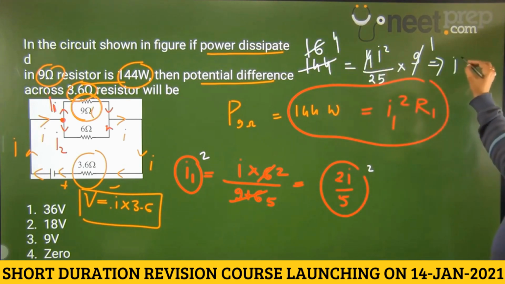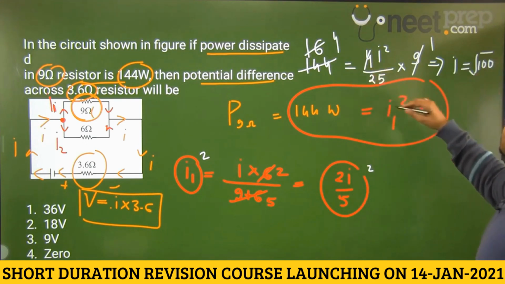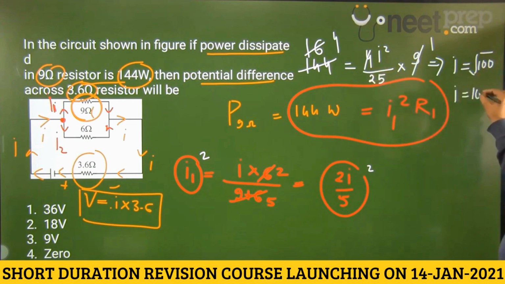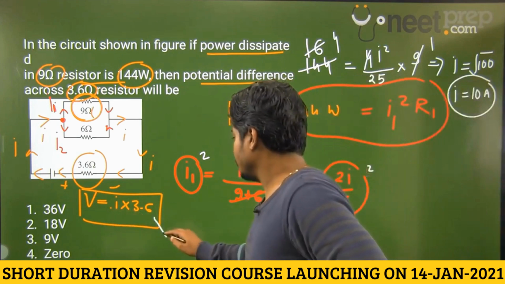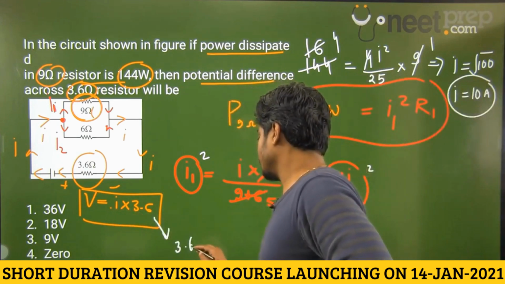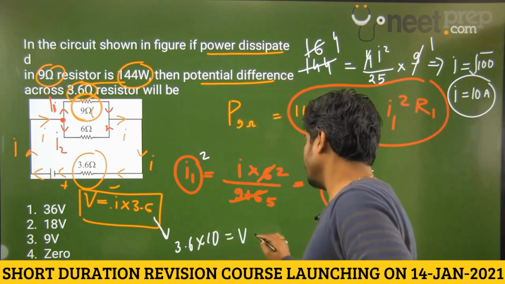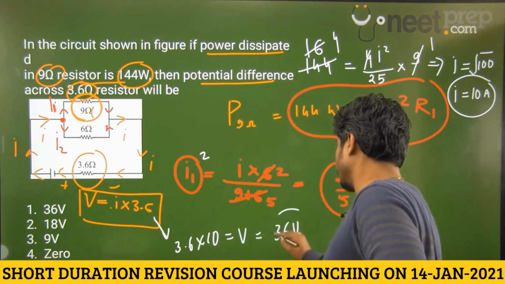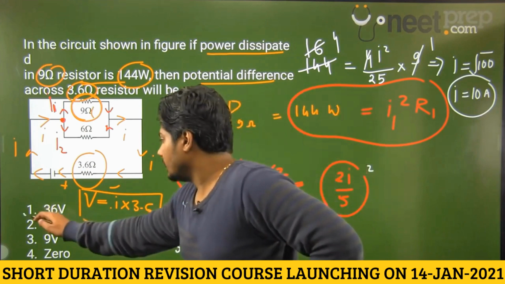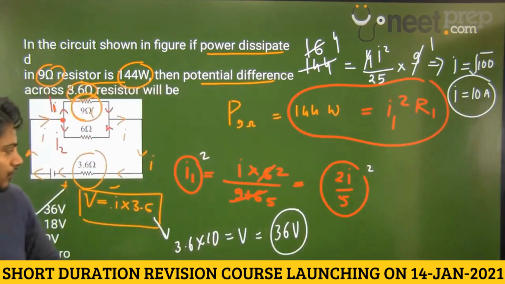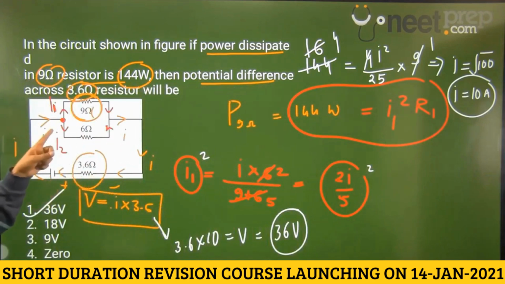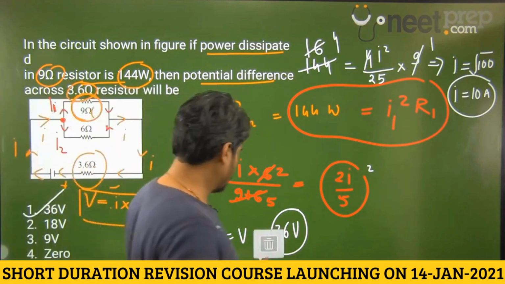So, basically from here you get I will be equal to root of 100, root of 25 times 4 is 100. So, the value of current comes out to be 10 ampere, and once you get the value of current you can directly write this as 3.6 into 10 is equal to V, that is 36 volt. So, directly. Beautiful question again. You have to see what is given, what you have to find. To find V you need I, to get I you need power in any of the 9 ohm or 6 ohm, and you can solve. Beautiful question again.